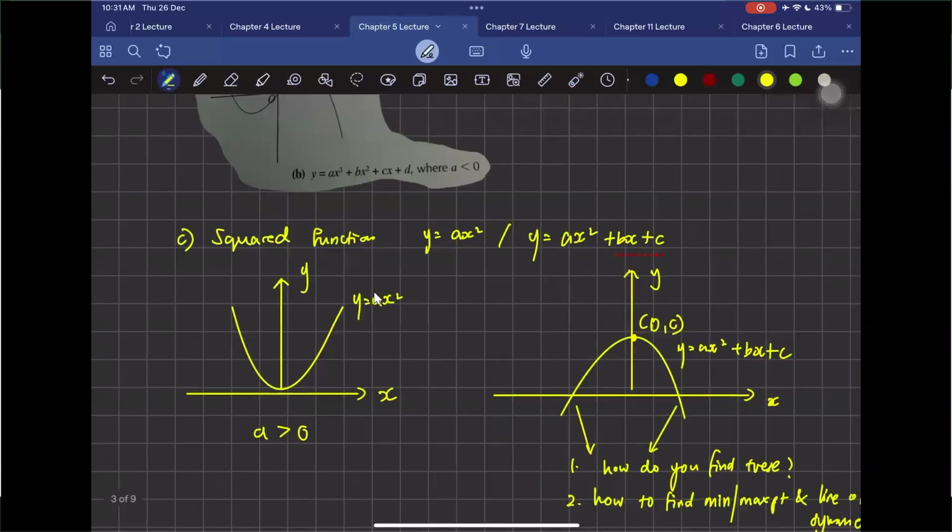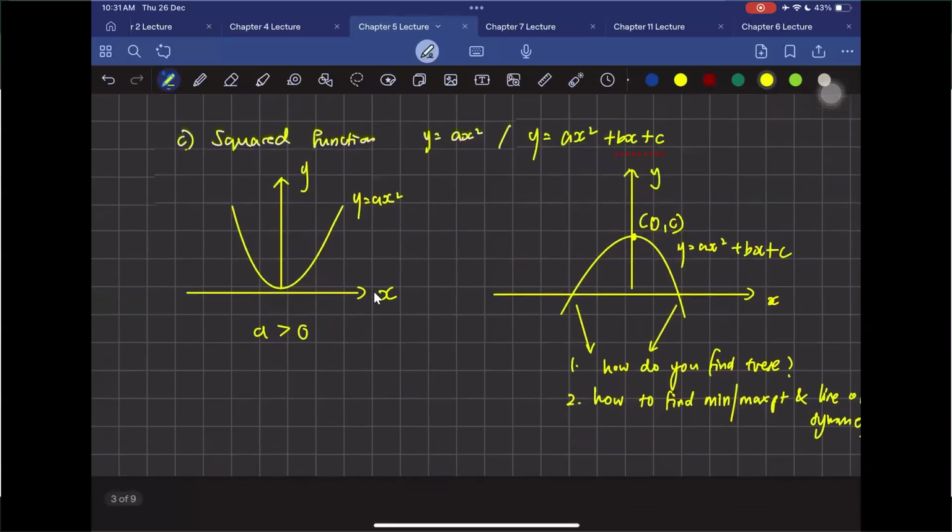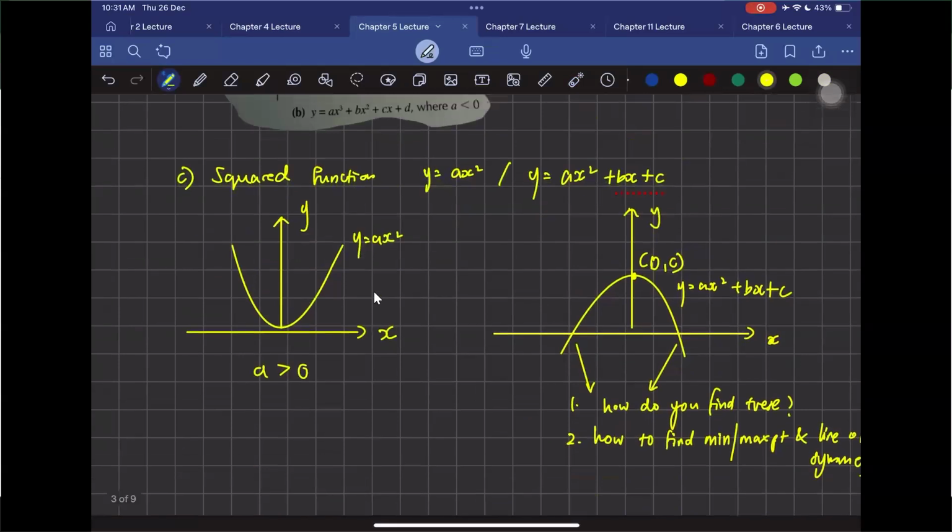Now your squared function, you should be familiar with this already. So y equals ax squared. If your a is greater than 0, it is a smiley face curve with a minimum point at the origin.